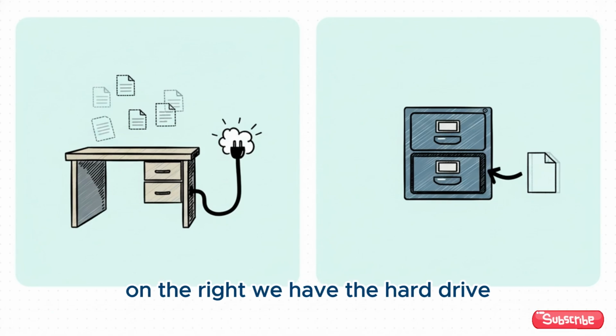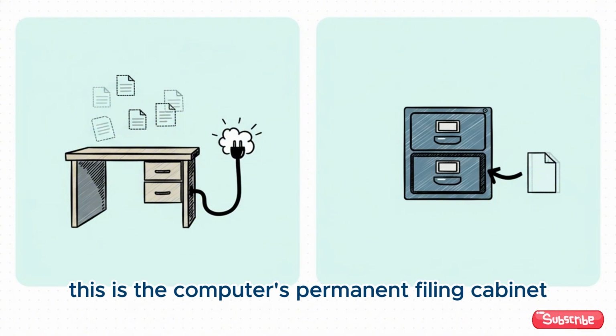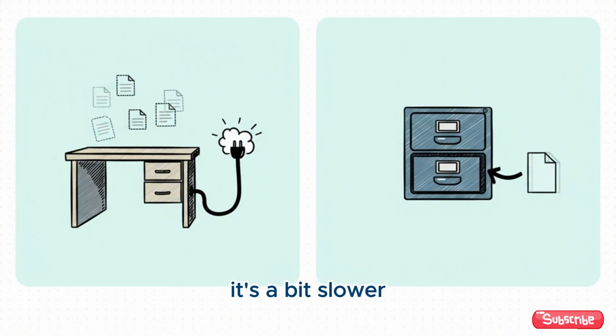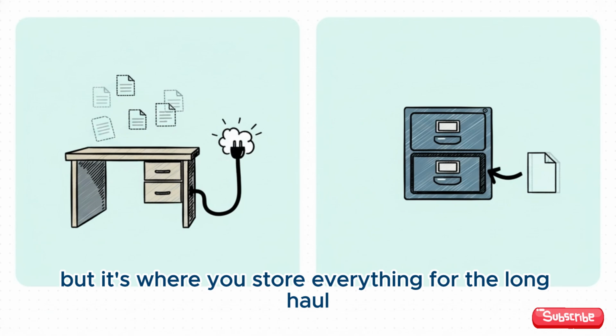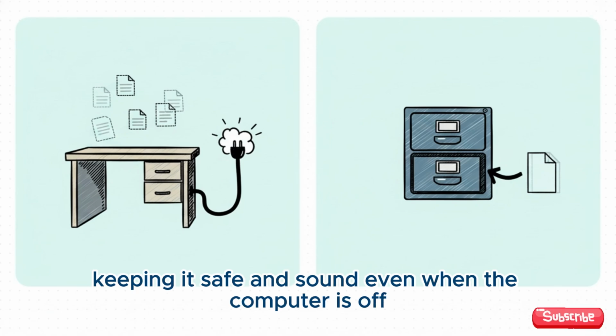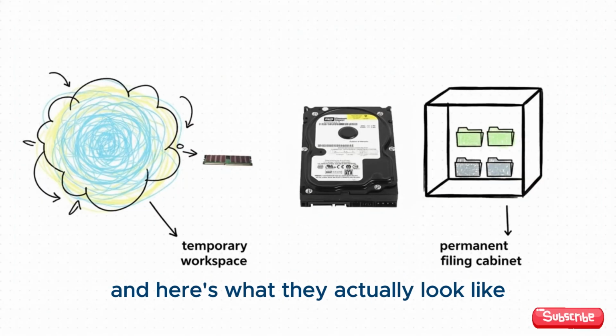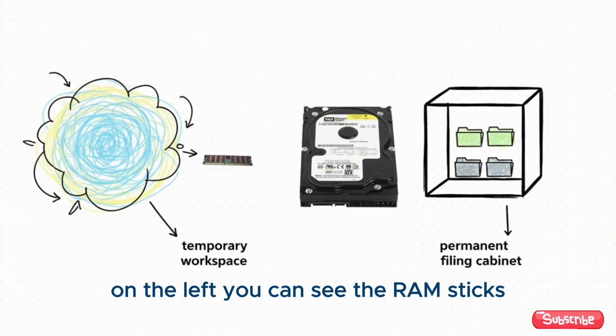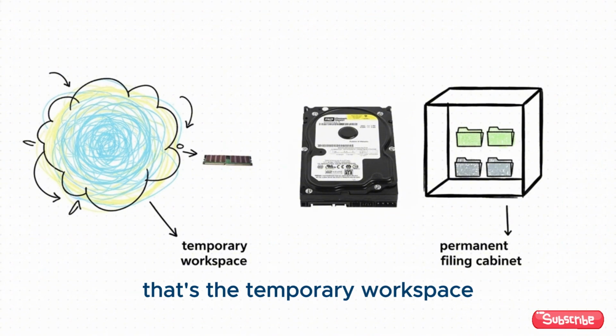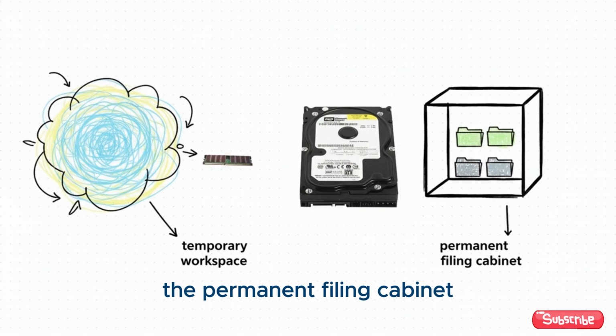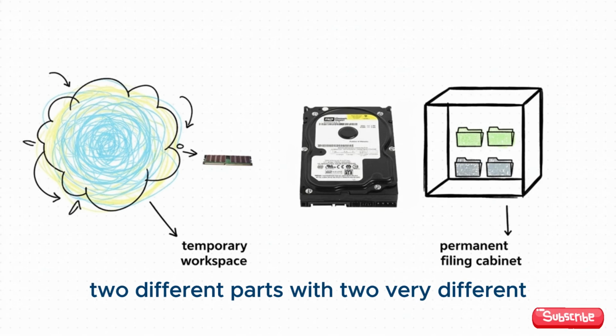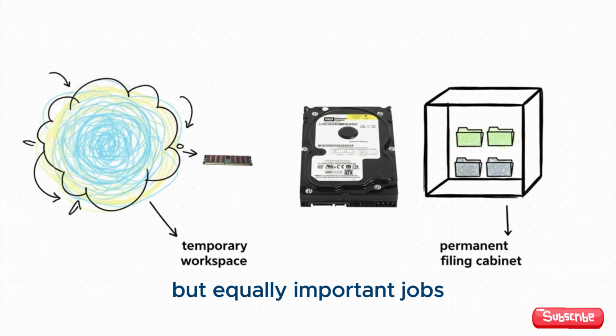On the right, we have the hard drive. This is the computer's permanent filing cabinet. It's a bit slower, but it's where you store everything for the long haul, keeping it safe and sound even when the computer is off. And here's what they actually look like. On the left, you can see the RAM sticks. That's the temporary workspace. And on the right is a hard drive, the permanent filing cabinet. Two different parts with two very different but equally important jobs.